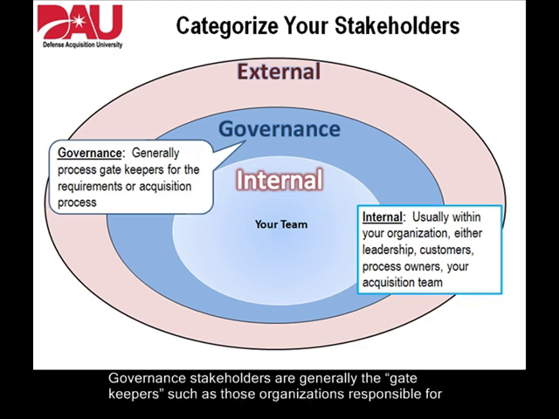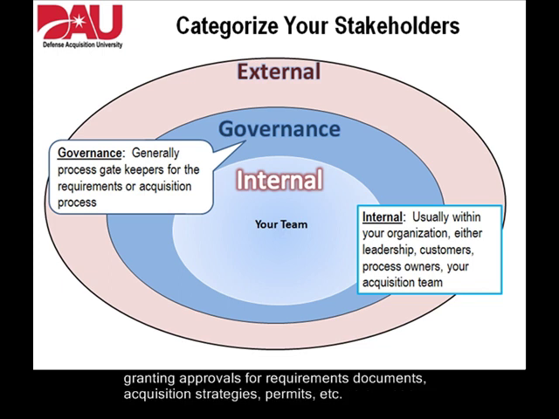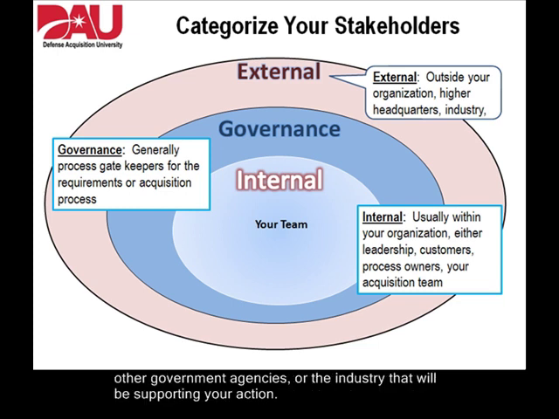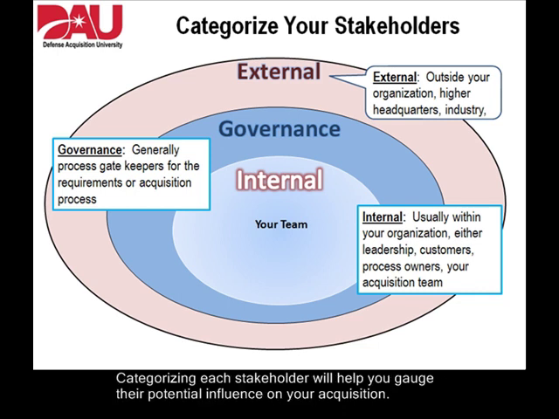Governance stakeholders are generally the gatekeepers, such as those organizations responsible for granting approvals for requirements documents, acquisition strategies, permits, etc. External stakeholders are often outside of your immediate organization. They could be at higher headquarters, or your customers' headquarters, or other government agencies, or the industry that will be supporting your action. Categorizing each stakeholder will help you gauge their potential influence on your acquisition.